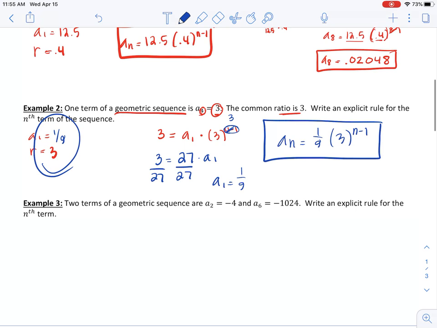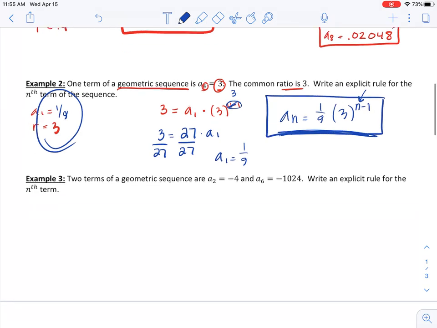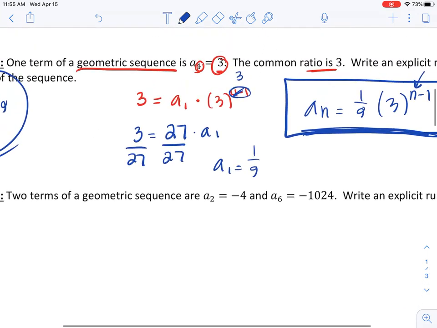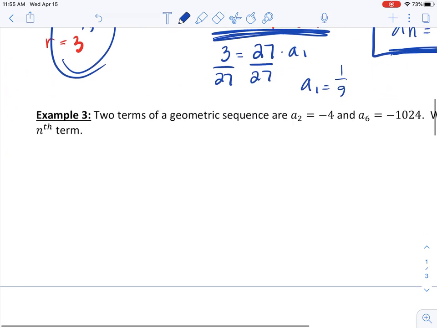Geometric sequences aren't lines. They're exponential functions. Why are they exponential functions? Because there's a variable in the exponent. That's an exponential function. Okay? So what I'm going to do is, just like I said on this one right here, well, I can't do anything but plug in those values. That's what I'm going to do here.